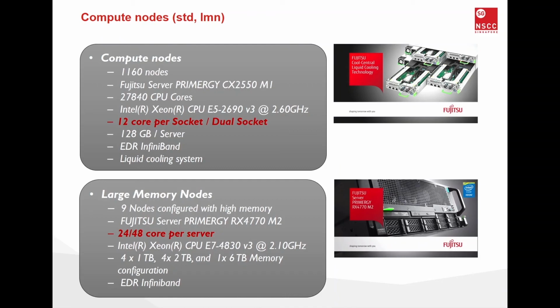Coming to the large memory nodes, the host name starts with largemem or LMN. We have a total of 9 RX4770 M2 servers with 24 or 48 CPUs per server configured. As mentioned earlier, these servers are with 4 1 TB configurations, 4 2 TB configurations, and 1 6 TB configuration. All the STD and GPU nodes are liquid cooled servers to ensure lower carbon footprint.